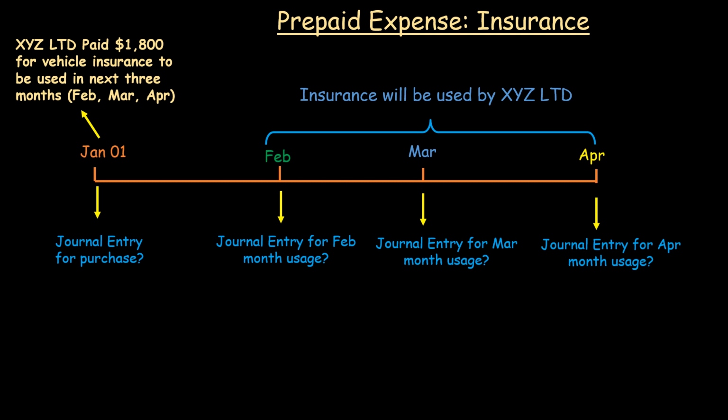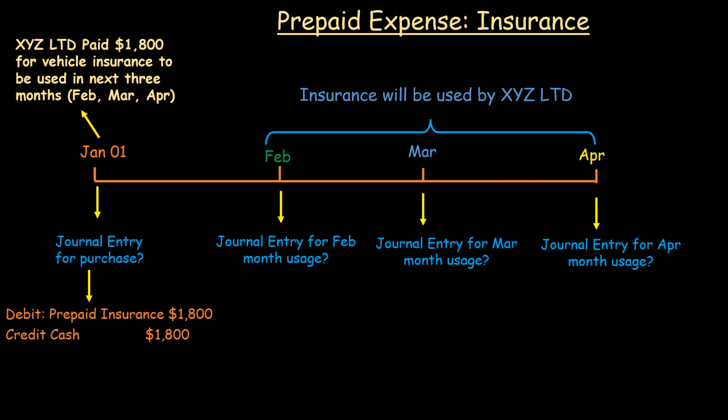So in January, when it was purchased, what will be debited and what will be credited? Since it is purchased and XYZ Limited paid cash for it, cash will be credited for $1,800. And what is it that the cash was paid for? It is paid for a service to be used in the future. That makes it prepaid. And what's the name of the service? Insurance. So they are going to debit prepaid insurance $1,800 and credit cash $1,800.